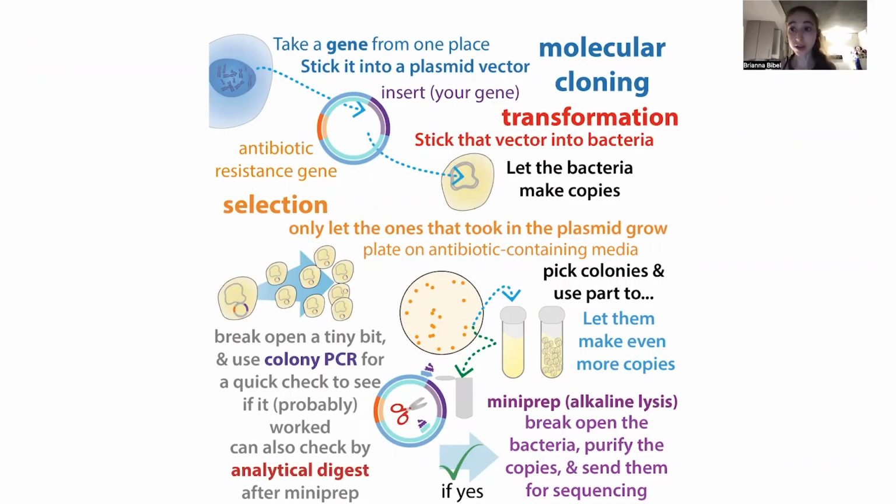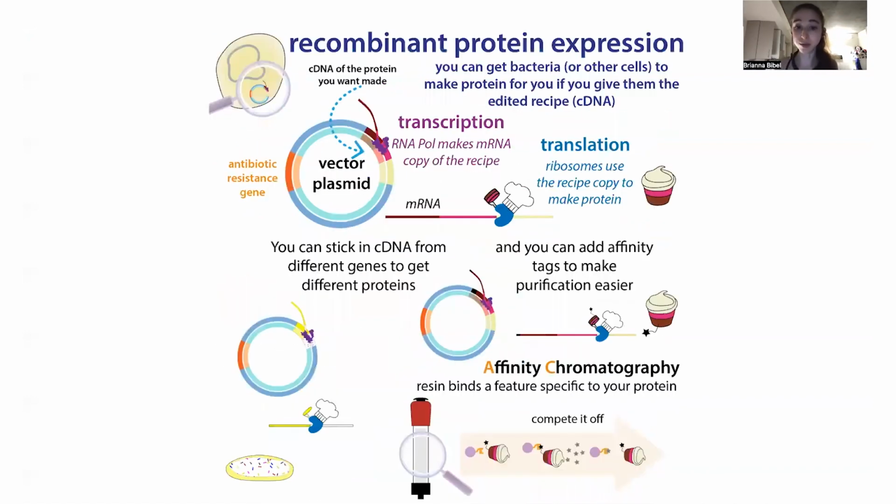So transformation is when we stick a piece of genetic information into bacteria. Often this genetic information is in the form of a circular piece of DNA called a plasmid. And we can put in the plasmid instructions for making a protein and get the bacteria to make the protein for us. We can also get the bacteria to just make lots of copies of the plasmid. So this is a really key technique in molecular biology and biochemistry and all of these different methods.